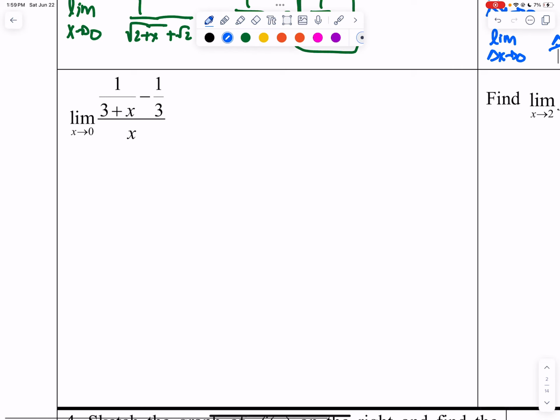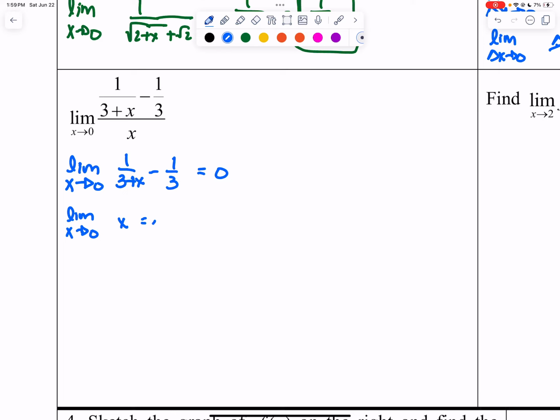Looking at my third one, once again, surprise, surprise. Can't really use direct substitution, so I gotta think about a way for me to simplify this.